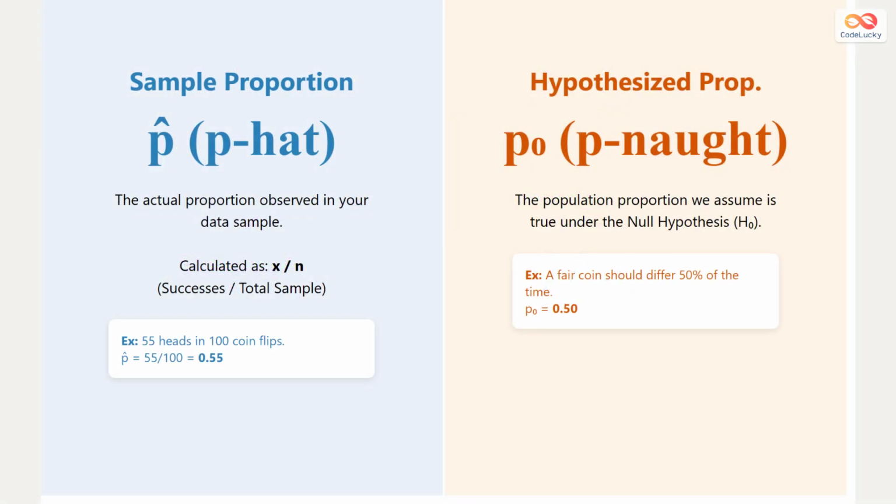First, let us look at the top part of the fraction. We have P-hat and P-naught. P-hat is your sample proportion, the actual data you collected. P-naught is the hypothesized population proportion, the value we assume is true under the null hypothesis. For example, if we flip a coin, P-naught is 0.50.